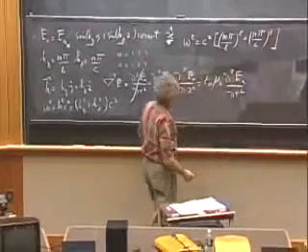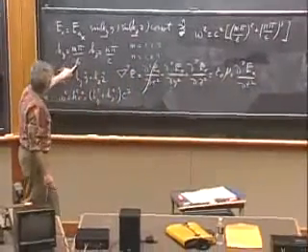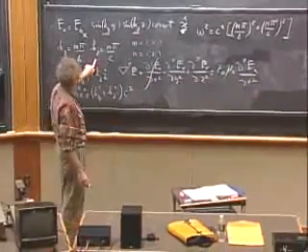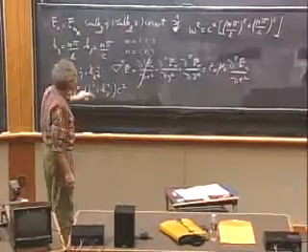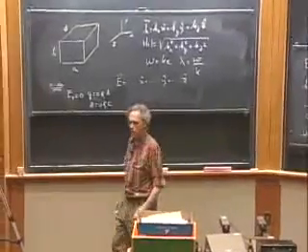Excuse me? B is for the y direction and c is for the z direction. What is the problem? Only one person, please.